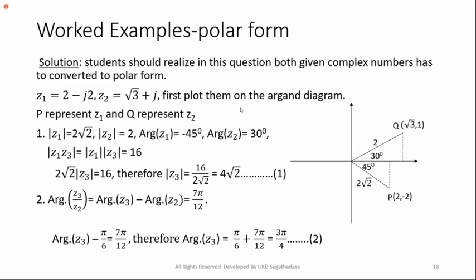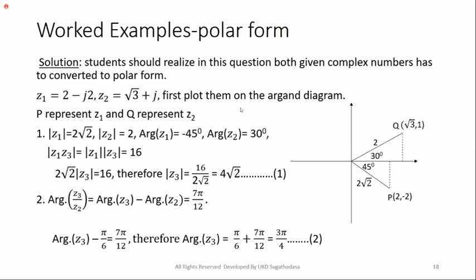Similarly, use this formula to calculate the argument. Argument of Z3 by Z2 equals argument Z3 minus argument Z2. That is equal to 7 pi by 12, given in the question. Now, argument of Z2 is given as 30, and 30 means pi by 6. So you get the last statement: argument Z3 minus pi by 6 equals 7 pi by 12. Therefore, argument Z3 equals, taking minus pi by 6 to the other side, 3 pi by 4.